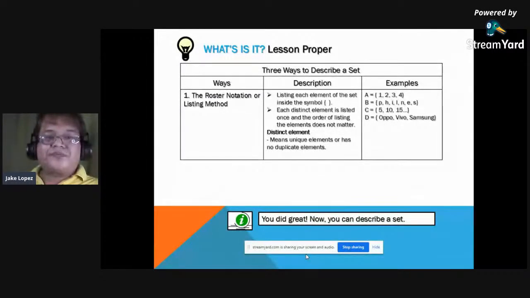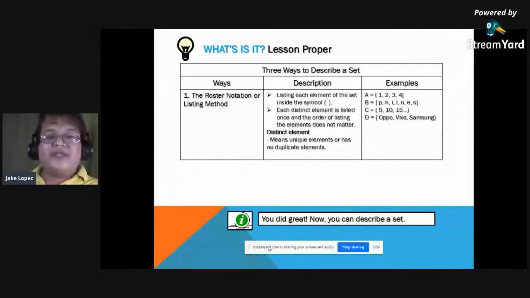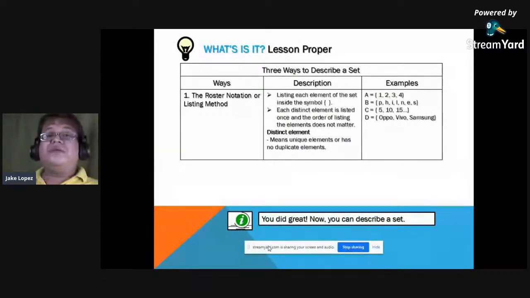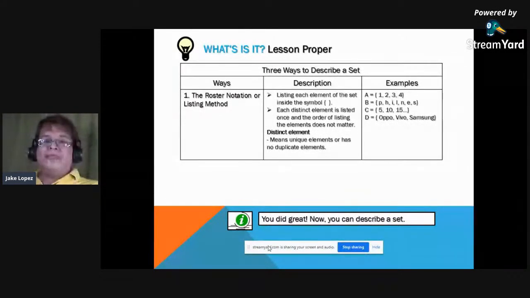Okay, so isa lang siya. Isang beses. So pag sasabihin nating distinct element means unique elements or has no duplicate elements. So hindi nagpauulit-ulit siya. For example, set A equals 1, 2, 3, and 4. B is Philippines. Set C rather is 5, 10, 15, and set D is Oppo, Vivo, and Samsung. Okay, so that's the roster or listing method.